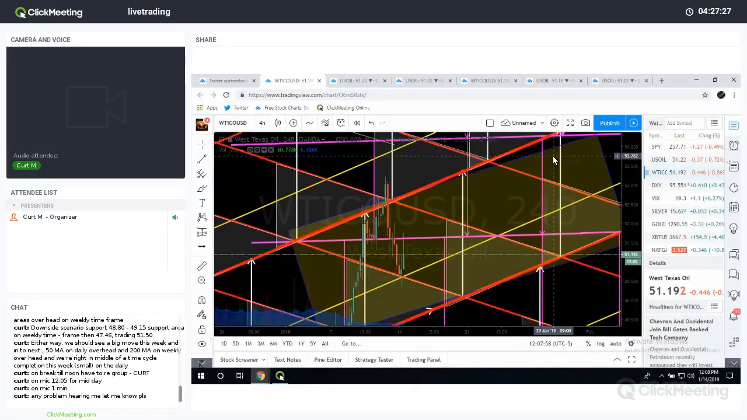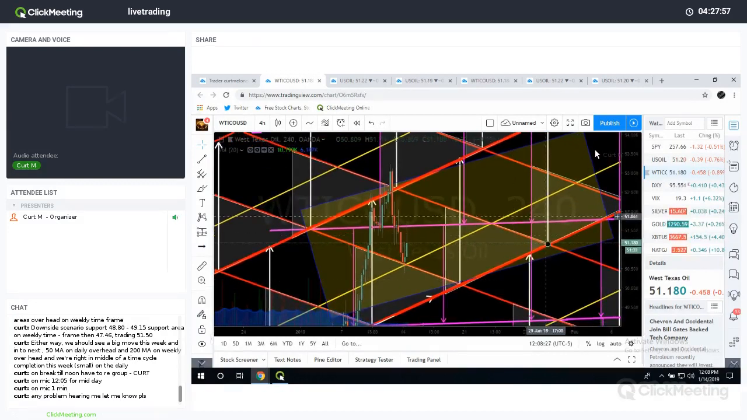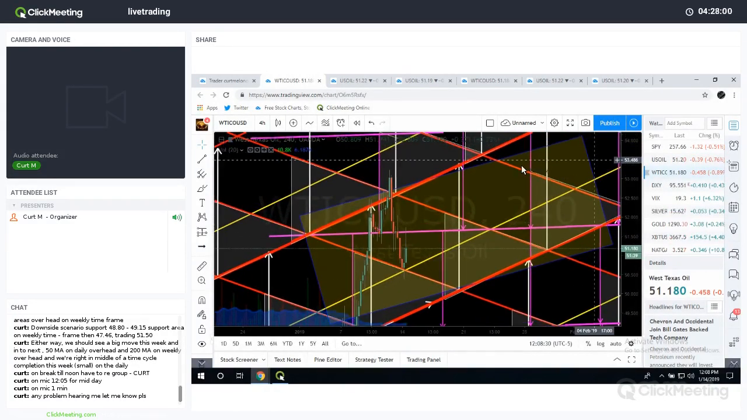Sorry, my oil chart keeps moving on me. Anyway, last week was the first full week after the time cycle completion and after holidays. And this week should form it out. And if you consider where oil has recently peaked, that could very well be the top for oil for the short term on a retrace, and we will see.